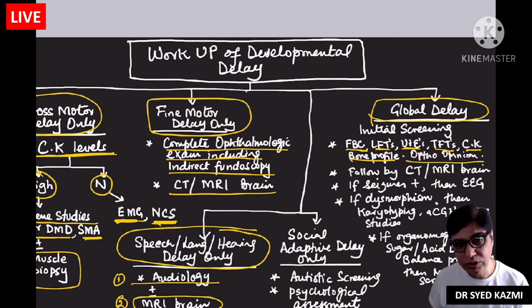So it's very important you do the basic line investigation, including CK, TFTs, UNEs, bone profile, and once you have done that, then you send the child to the ophthalmologist to get a detailed ophthalmological assessment. Once it has been done, then it should be followed by CT or MRI brain. Again, MRI is preferable to CT because MRI is very sensitive in picking up structural brain problems.